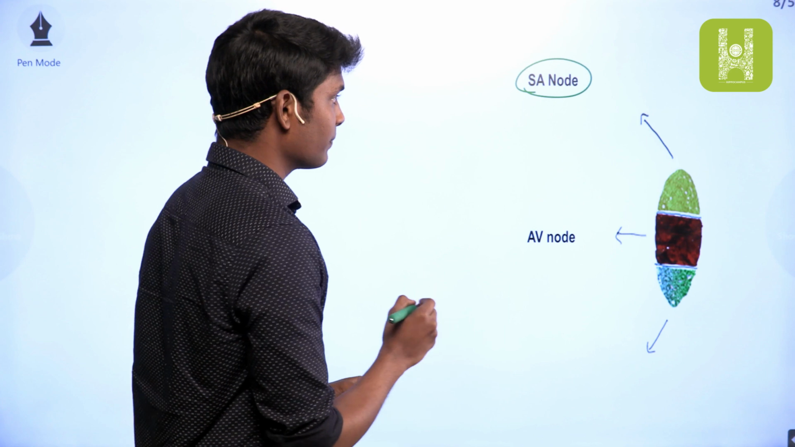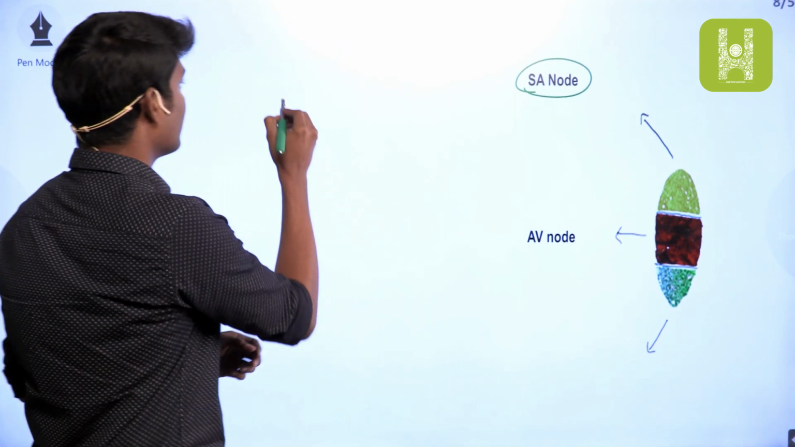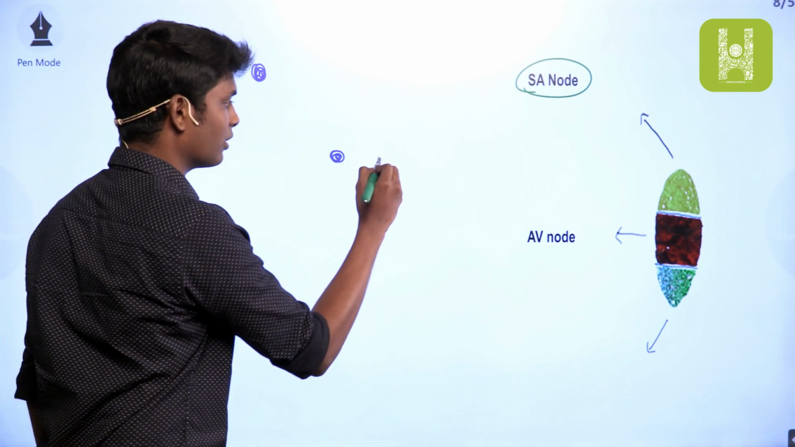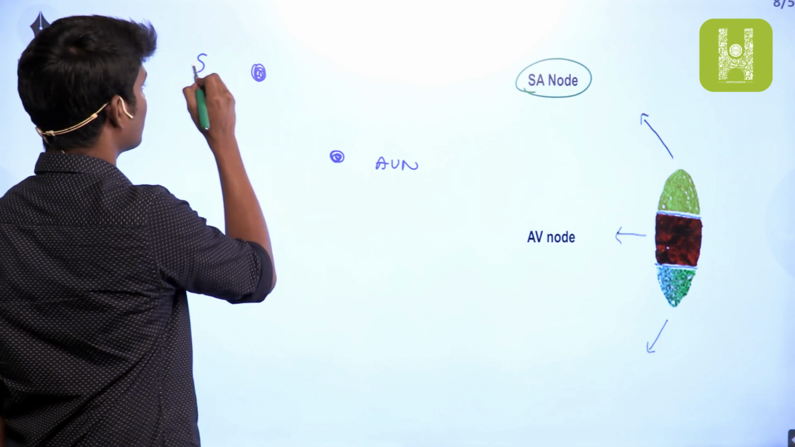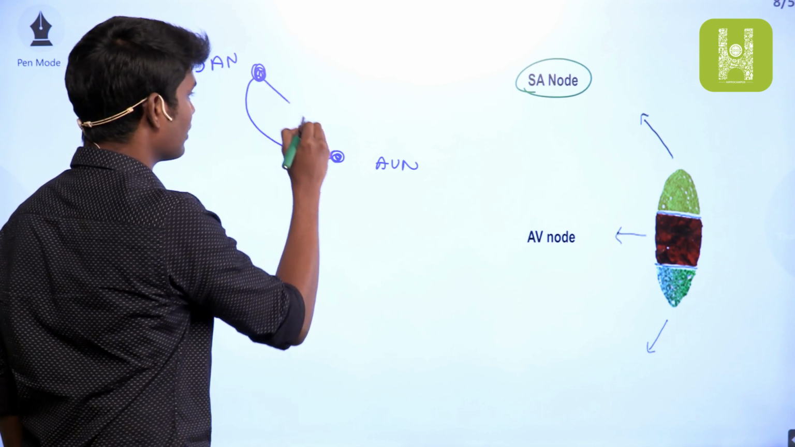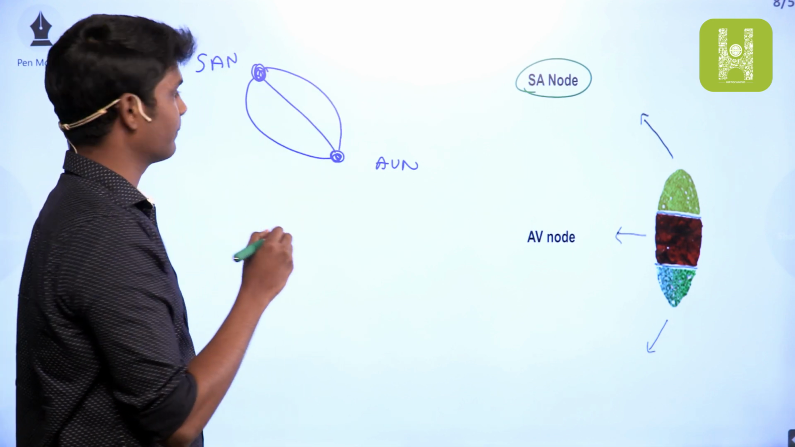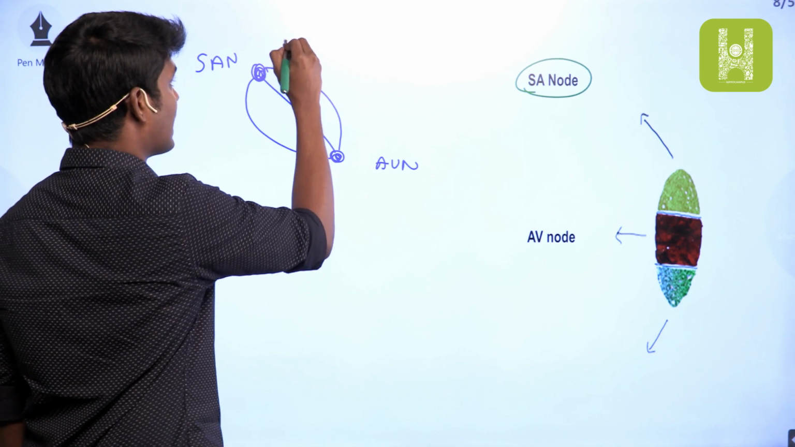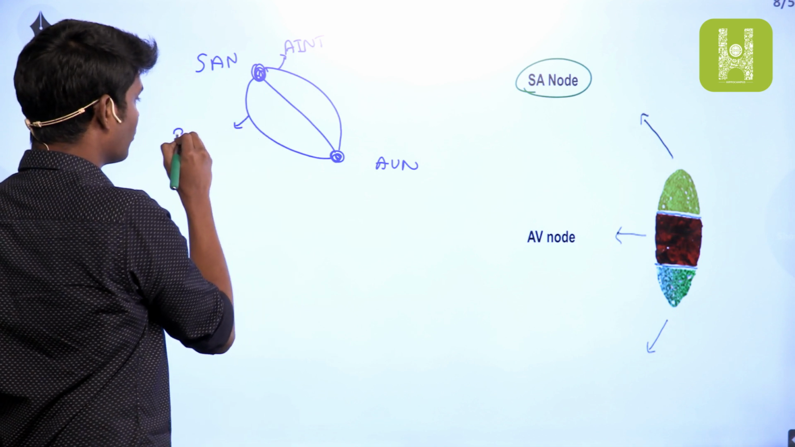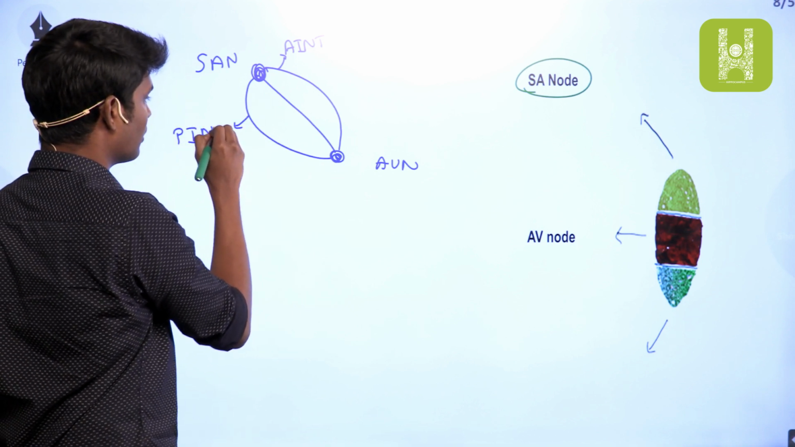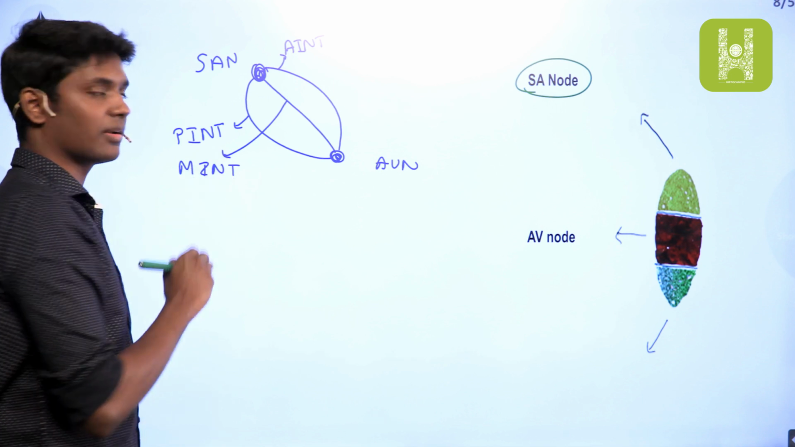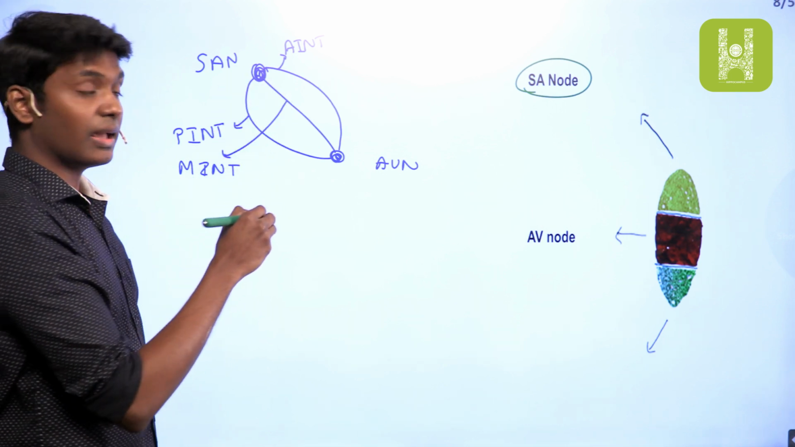Coming to the second one, these are the internodal tracts. So if we consider this as the sinoatrial node and this as the AV node, the internodal tracts actually connect the SA node and the AV node. So this is the anterior internodal tract, this is the posterior internodal tract, this is the middle internodal tract. These are all actually present in the right atrium itself.